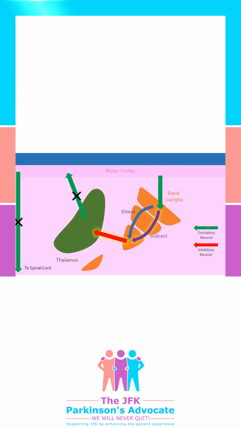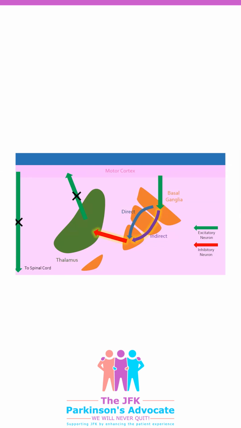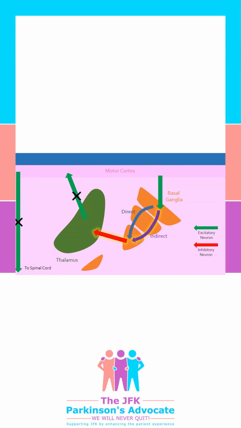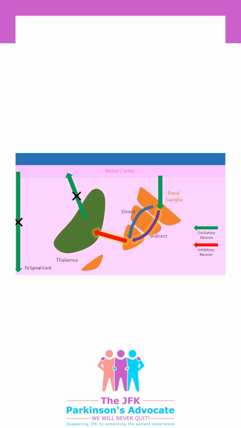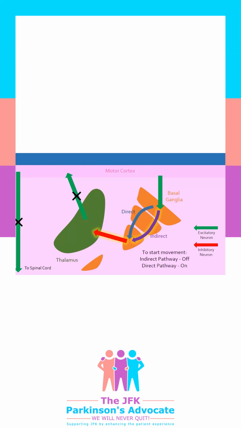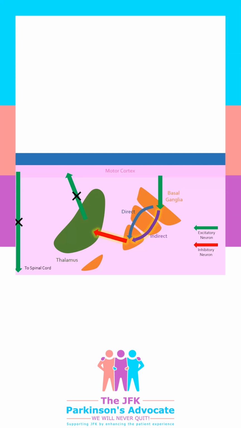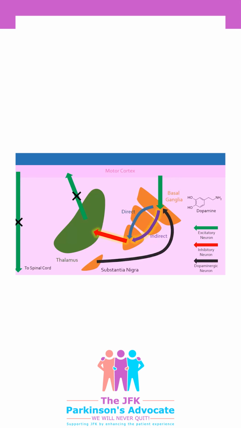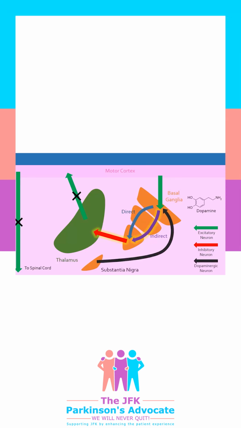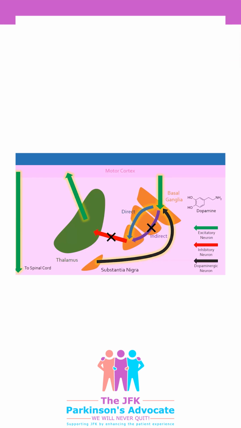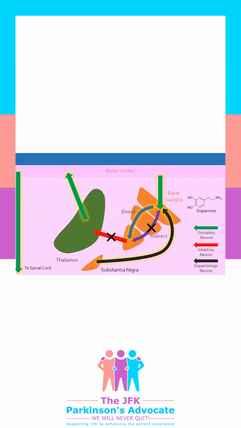In fact, the indirect pathway is constantly activated, allowing you to stay still at rest. When you want to move your body, you want the indirect pathway to stop being activated and the direct pathway to be activated. The release of a neurotransmitter called dopamine by neurons originating from an area of the basal ganglia called the substantia nigra can both activate the direct pathway and inactivate the indirect pathway, initiating movement.